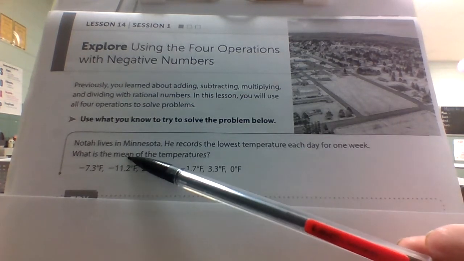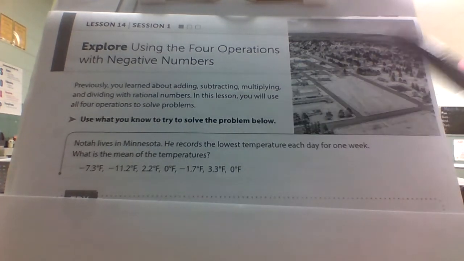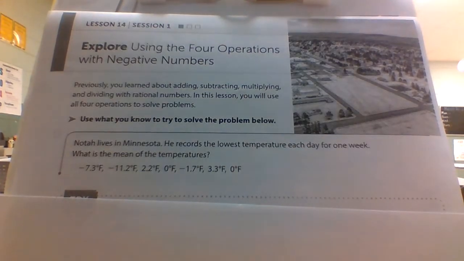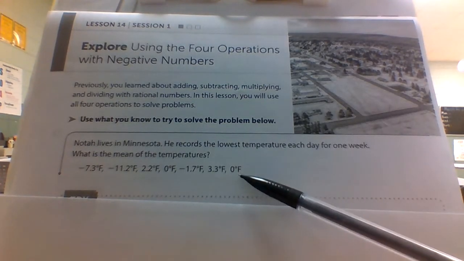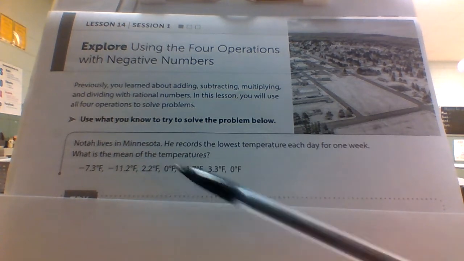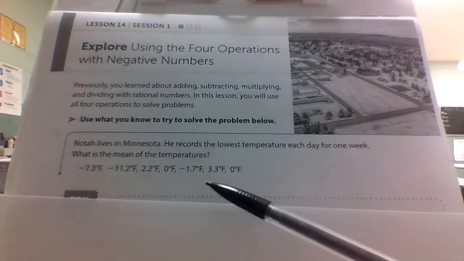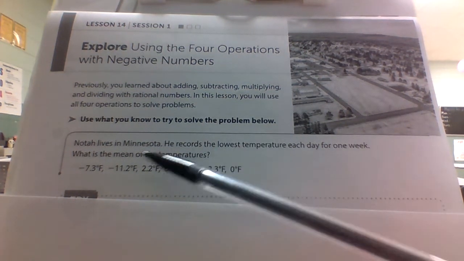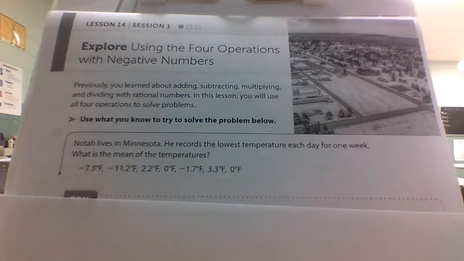And if you know about statistics, you've got the mean, median, mode, range. Well, the mean is when you add them up and then you divide by the number of data you have. Okay, so I would like for you to take this time, add those up, divide by the number of data that you have, and see what the mean of the temperatures would be.